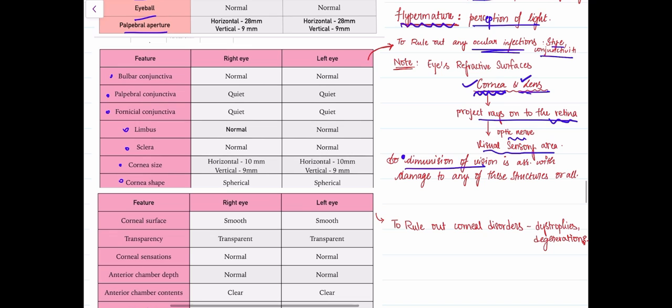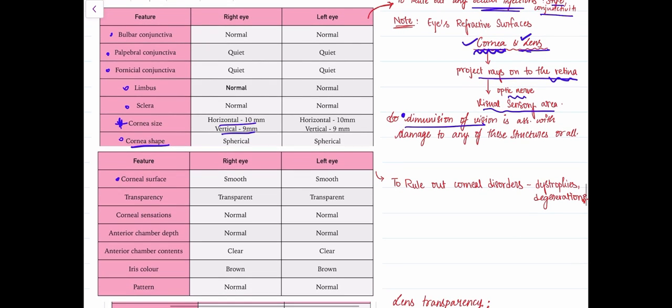So for corneal examination, we check the corneal size. So this is the normal measurement of the cornea. Then corneal shape, and then corneal surfaces. So corneal surface, we check all this to rule out if there are any corneal disorders present, like dystrophies, corneal degenerations.